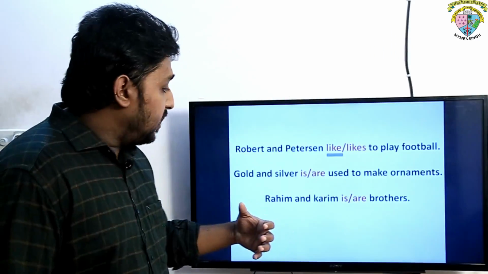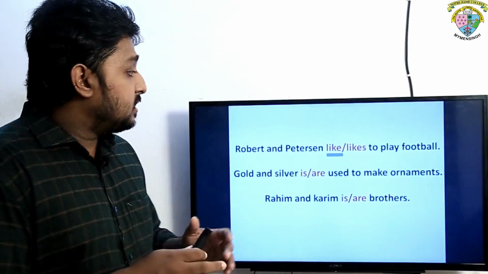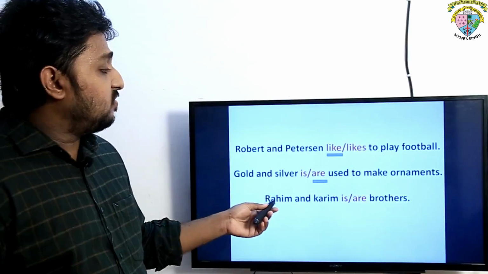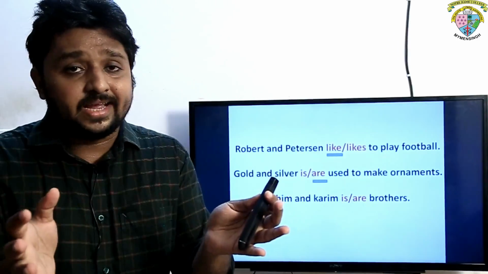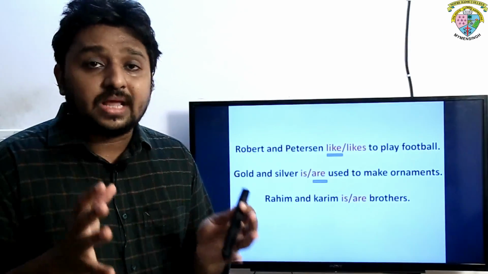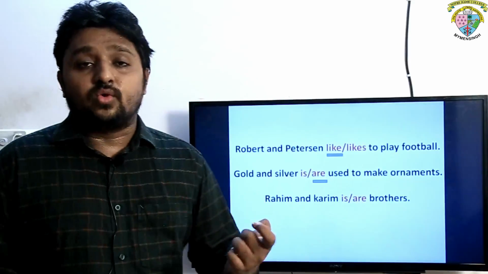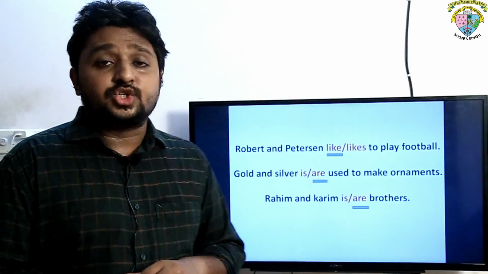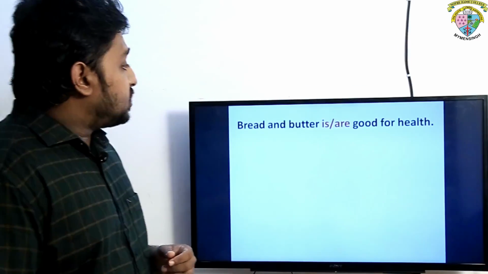Very similarly, we can see gold and silver, two different things, two different subjects, so the correct answer here should be are. Gold and silver are used to make ornaments. Here gold and silver are two different things connected with the conjunction and. In the next line we can see a very similar example, Rohim and Korim. Two subjects are connected with and, so the answer should be are. Rohim and Korim are brothers.